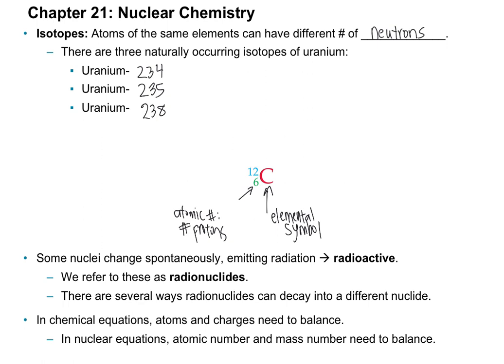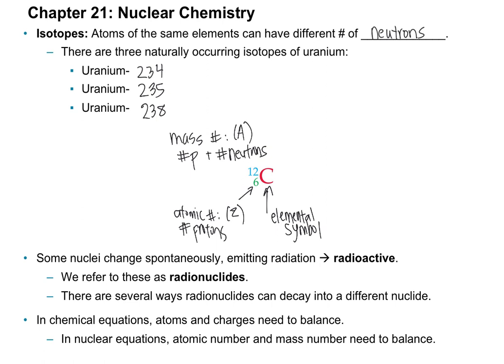But up top here, we have the mass number. And this is the number of protons plus the number of neutrons. And those are what's found in the nucleus. Mass number is denoted by the letter A. The atomic number is Z. And the symbol is the letter of the abbreviation.